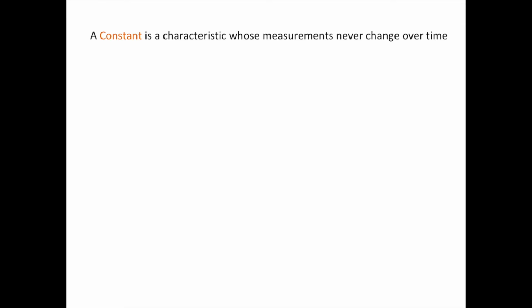In this video, we're going to just define a few terms that you need to understand when studying statistics. So the first is a constant, which is a characteristic whose measurements never change over time. The best way to think about a constant is in terms of different sciences. So if you have the speed of light, the atomic weight of gold, gravitational force, these are all constants that cannot change and are known.